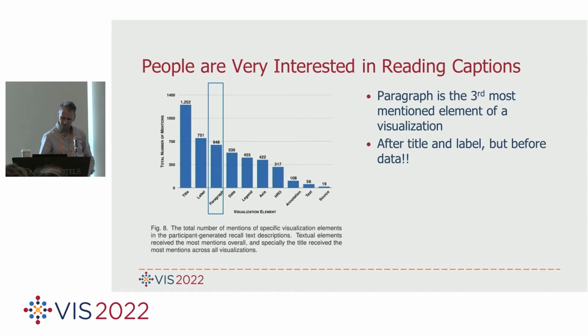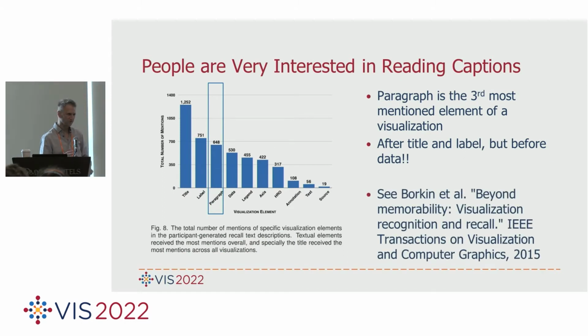When you look at this, you can read the study by Michelle Borkin. It's really a good study. They showed with user experiments that the paragraph, title, and label, the paragraph is actually the third most thing that people recall. The data comes after. That's amazing, right? The data comes after. Because you look at this caption, and then you look at the data to see if it's actually true. This is sort of my thinking, at least.